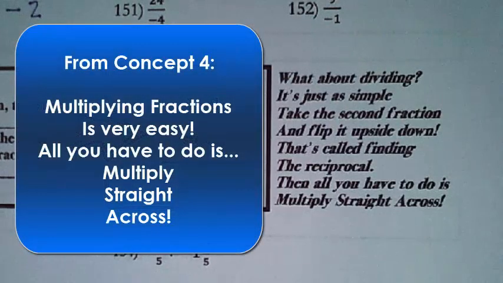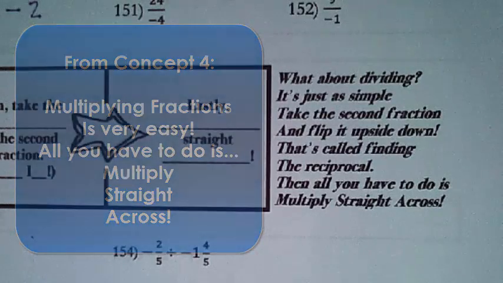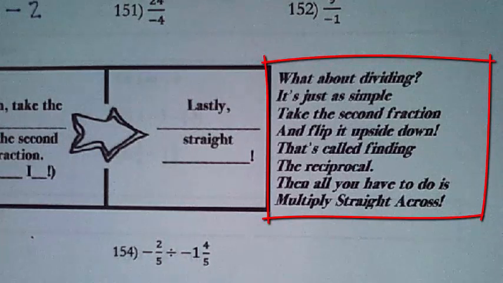Multiplying fractions is very easy. All you have to do is multiply straight across. What about dividing? It's just as simple. Take the second fraction and flip it upside down. That's called finding the reciprocal. Then all you gotta do is multiply straight across.